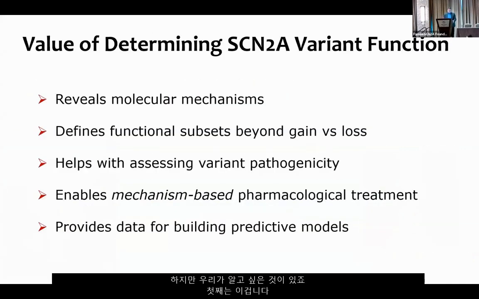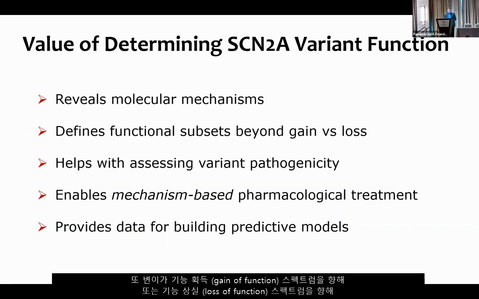We want to understand, first of all, is this variant capable of disrupting the function of SCN2A in a manner consistent with the condition of the patient? That's number one, establishing pathogenicity. It may also give us a clue, as you've heard, whether it's polarized functionally toward the gain of function spectrum or toward the loss of function spectrum. And that can help us also understand potentially whether an individual will respond to certain drugs or not.